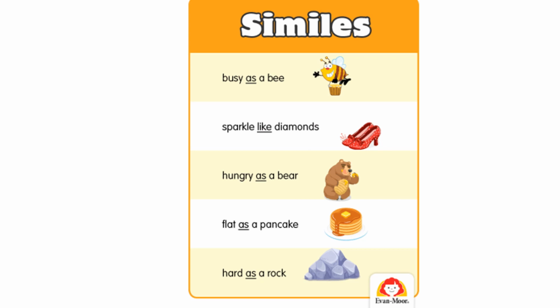Some more similes here. They all have as or like. Busy as a bee. You can say my mother was as busy as a bee. Sparkle like diamonds. You can say the shoes were sparkling like diamonds, or the shoes sparkle like diamonds. You can say I'm hungry as a bear, or the paper is flat as a pancake. Okay, so you're comparing two things. Hard as a rock. You can say the chicken was hard as a rock. Okay, so those are some more examples of similes.